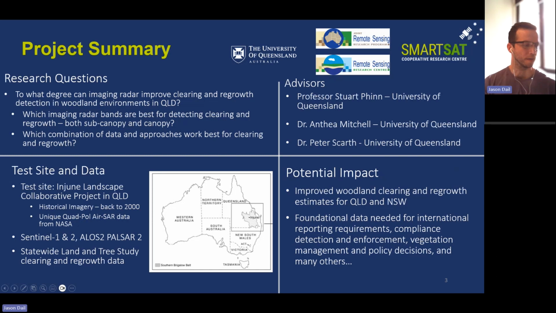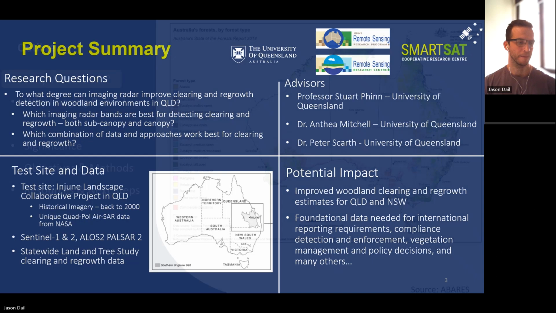My test site is the Injune Landscape Collaborative Project located in Southeast Queensland, as there is a wealth of historic data for this test site, and the vegetation communities in this area are typical of Queensland. And the potential impact of this project is to improve clearing and regrowth estimates that are used in numerous state, national, and international programs and initiatives.